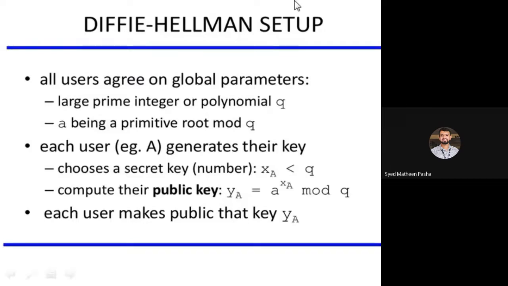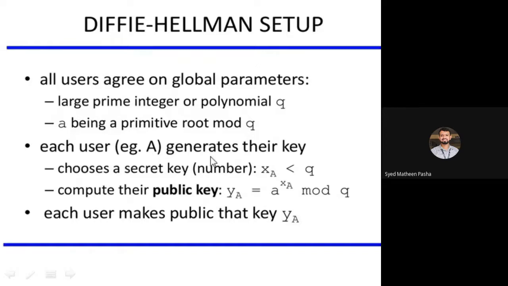There is a setup here. We'll see how the setup can be made with respect to Diffie Hellman. All users agree on global parameters. Because I'm making everything public, everything should be global. It should not be local there. First, as I told, a large prime number or polynomial should be assumed, that is Q, and then A being a primitive root mod Q. So we'll see how this works.